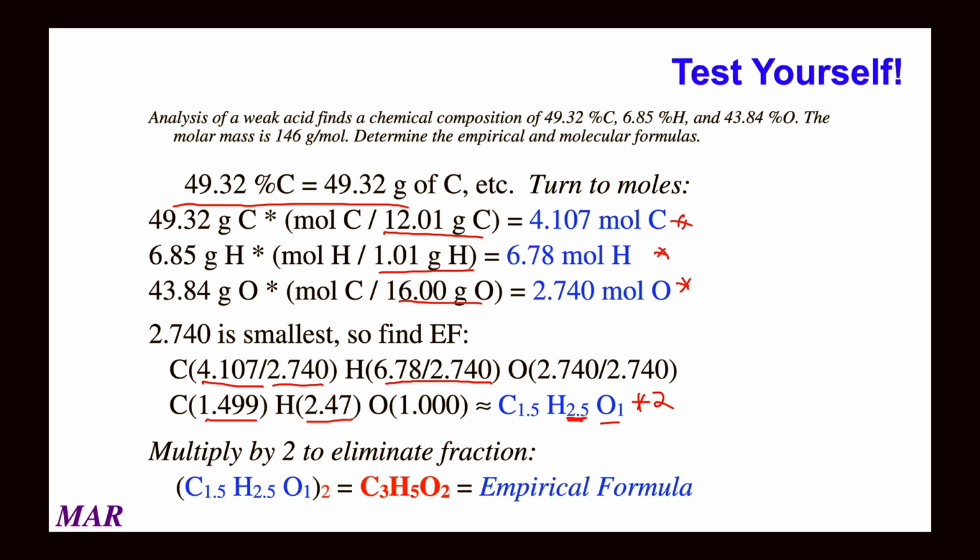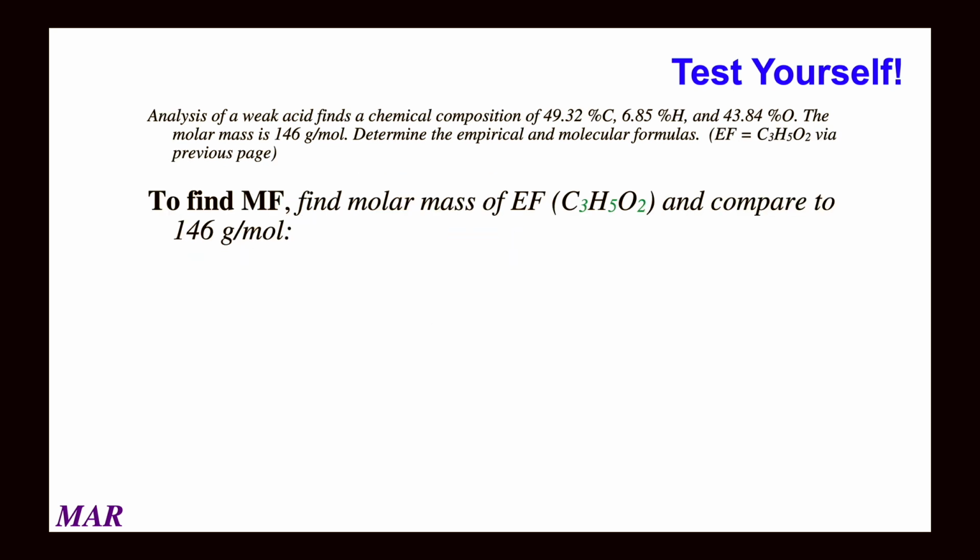But we're not sure if that's the final answer or not. Our final answer could be C3H5O2, or it could be twice that. It could be C6H10O4 or C9H15O6. Any of these kind of things are possible. So this next step, we'll take the empirical formula and turn it into a molecular formula. And we're going to do that by figuring out the molar mass of the empirical formula.